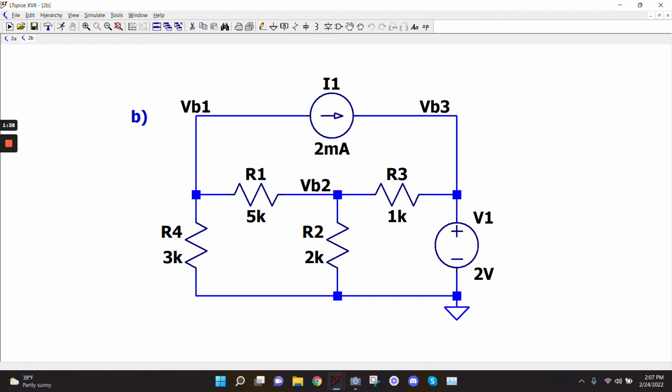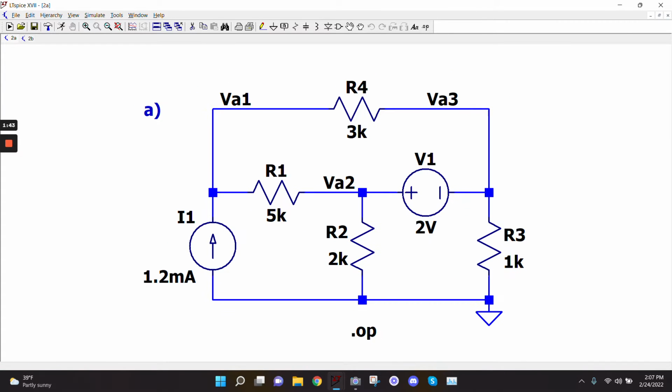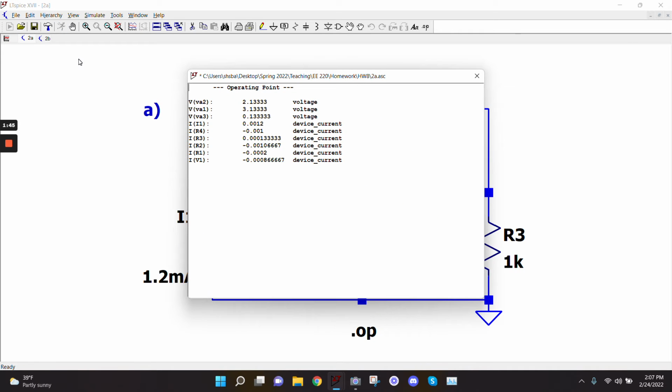Let me just throw the .op statements in both of these. That one's got it already. So I'll run this one. You'll see that I get 2.133, 3.133, and 0.133. Those are my voltages, so that's what I'm going to be looking for.